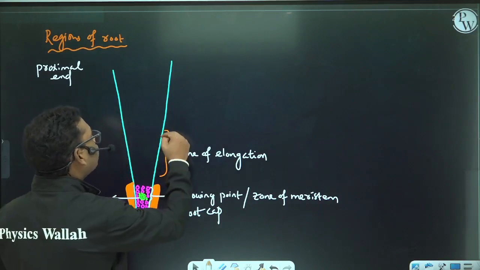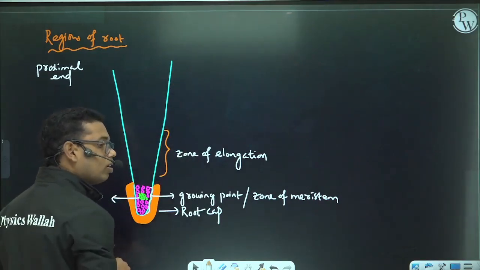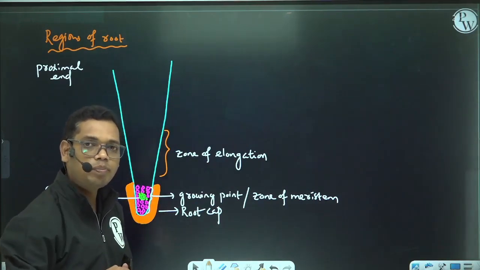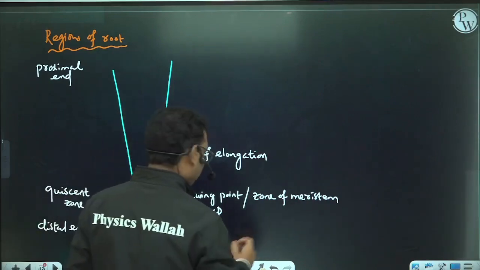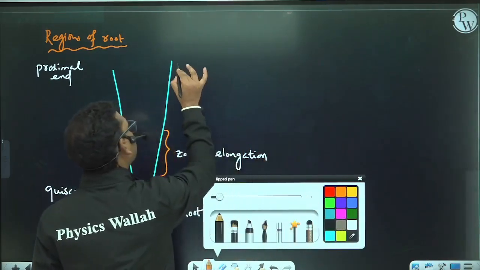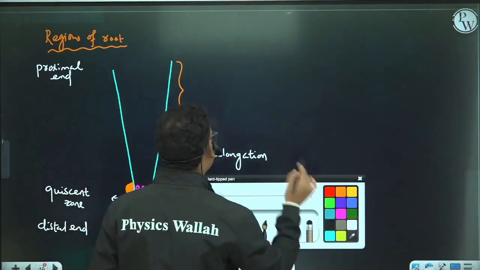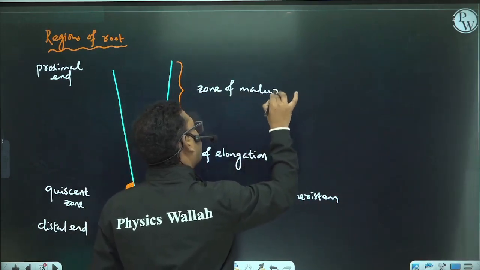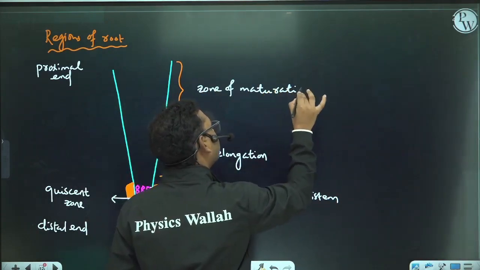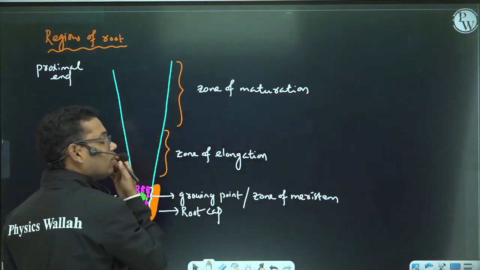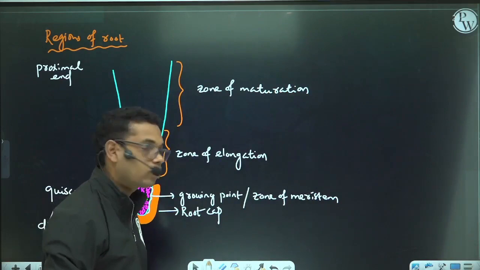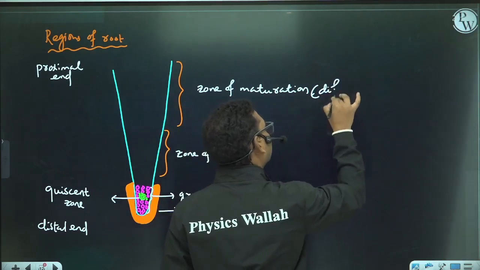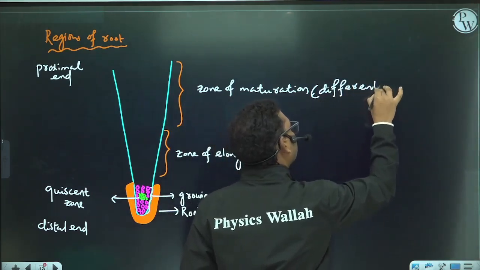And now proximal to the zone of elongation, there will be a zone, and in this zone the cells will differentiate, the cells will mature. That is why this zone is called the zone of maturation. Why do you call this zone the zone of maturation? Because the cells present in this zone are mature cells, and they are differentiated cells. So I can call this the zone of differentiation.